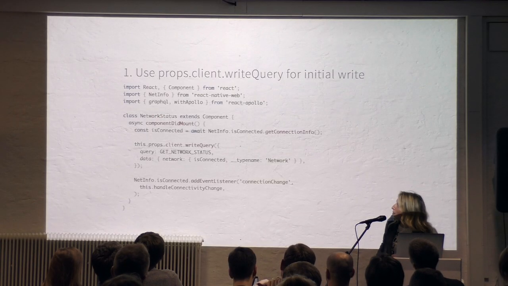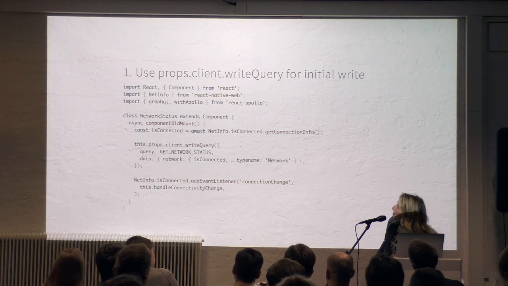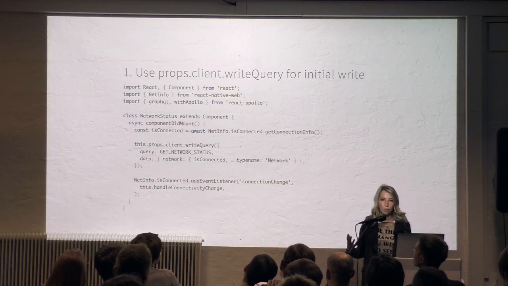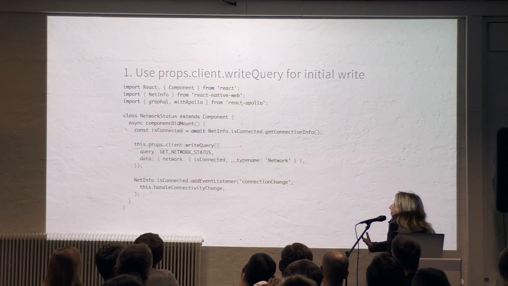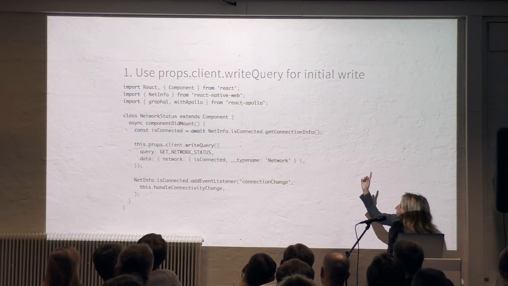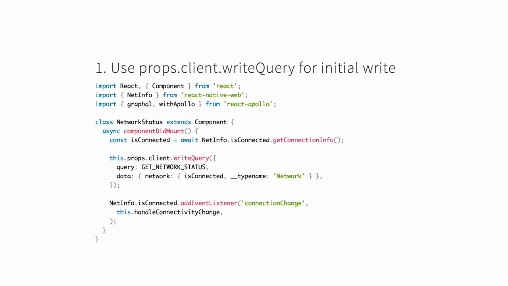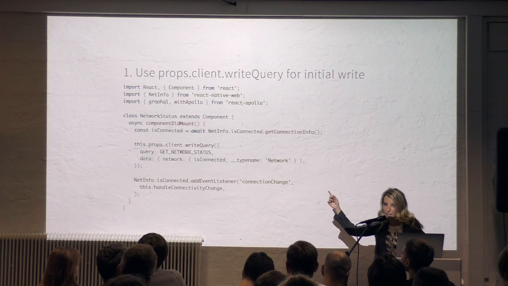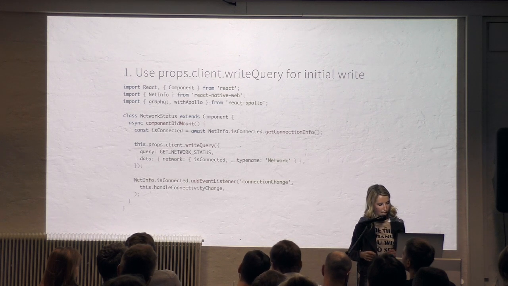So here's how you would accomplish this. To be honest, it's kind of long-winded, but it's really cool to see the power of Apollo client. Here we're just using a network info helper from React Native Web. Initially, we have to call client.writeQuery. This is going to change depending on whether you're using React, Angular, or Vue. But if you're using React, you can just get access to it from the props. Then you write this query into your store, and the data is the data that you're actually writing. You can even pass in a type name if you wanted to do some sort of type checking.